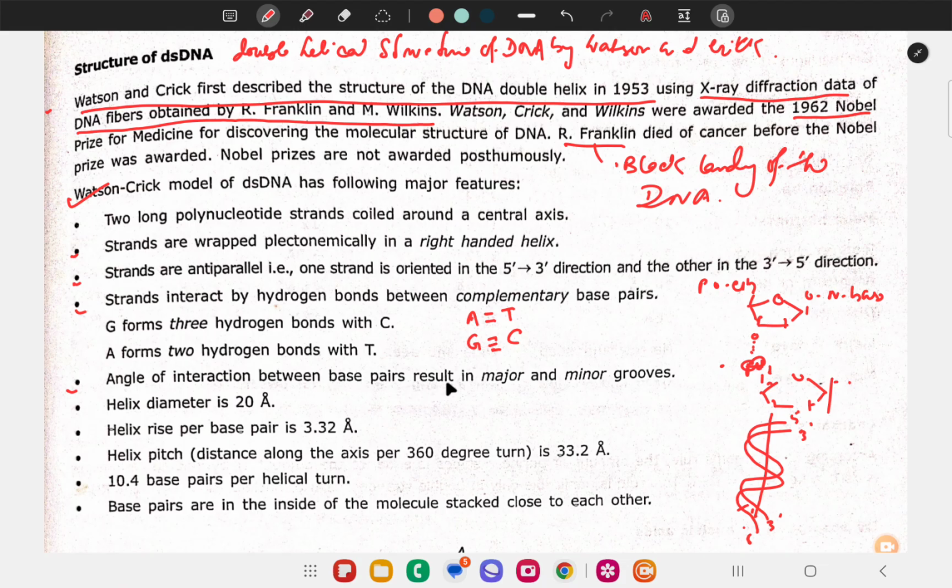Angled interaction between base pairs results in major and minor grooves. This is called the major groove, and this is called the minor groove. Number 5, helix diameter is 20 angstrom. If we imagine this is the axis, here is 10 angstrom and this side is also 10 angstrom. The total diameter of the DNA is 20 angstrom. Then helix rise per base pair.